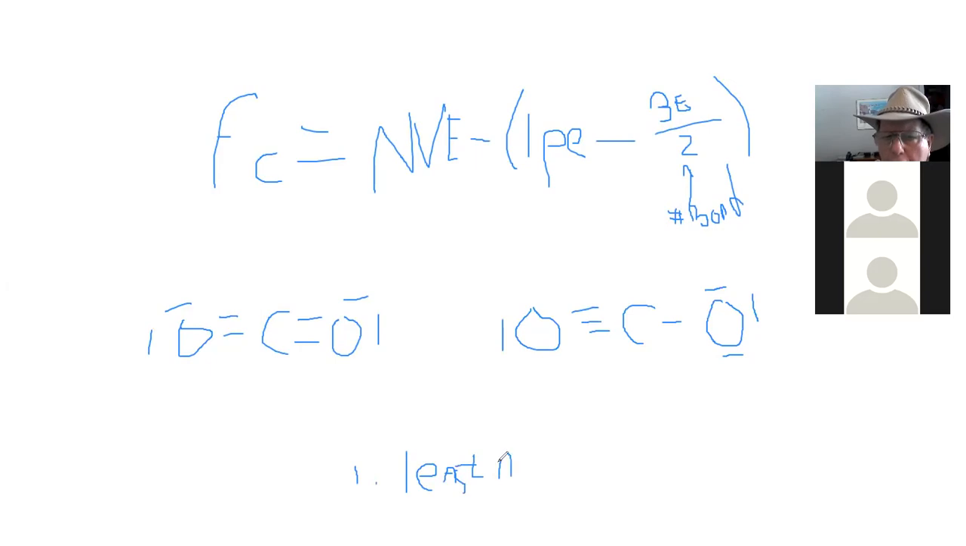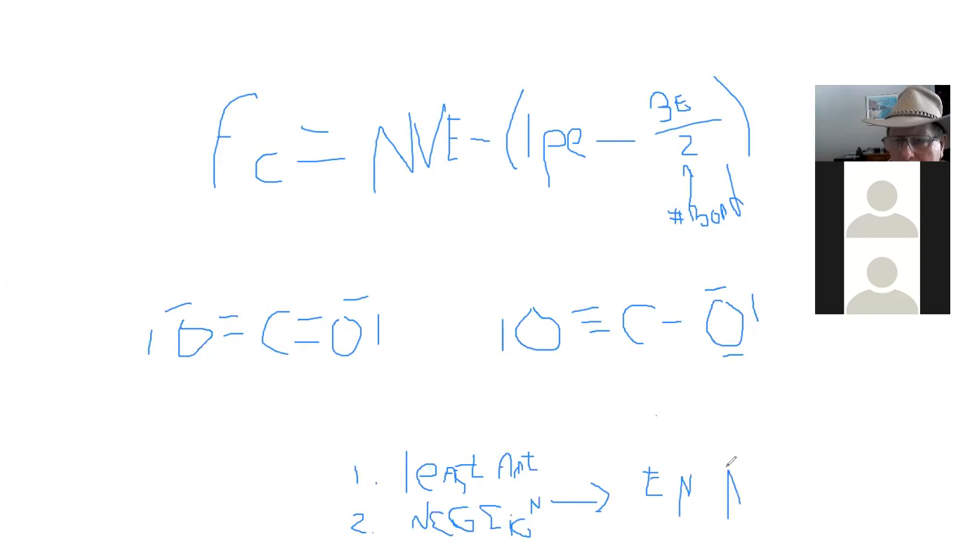Least amount of formal charge is one of the deciding factors on which one we choose. The second one is that the negative sign is on the electronegative atom. I know this is horrible.